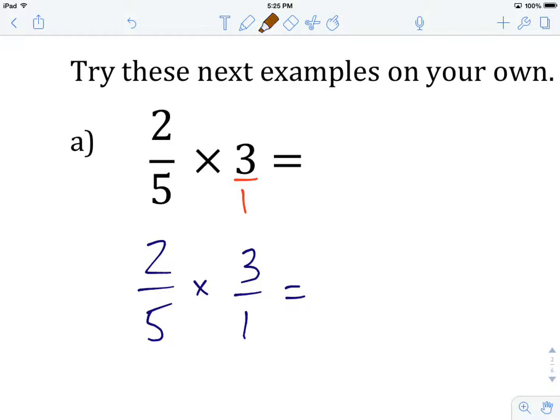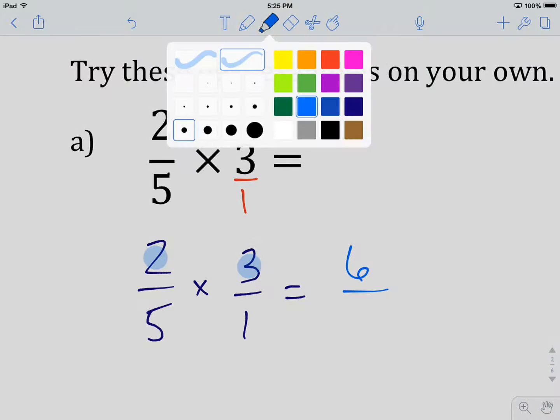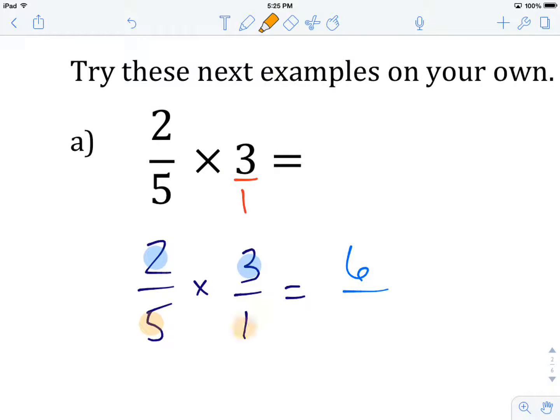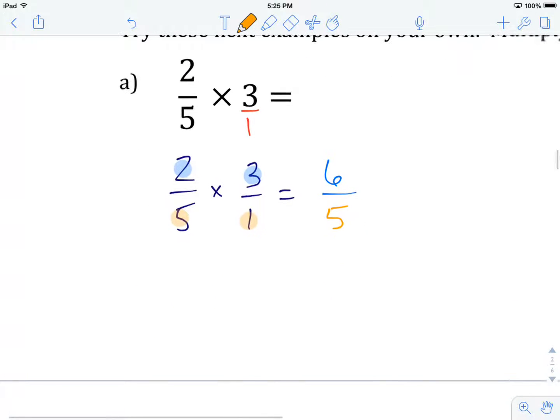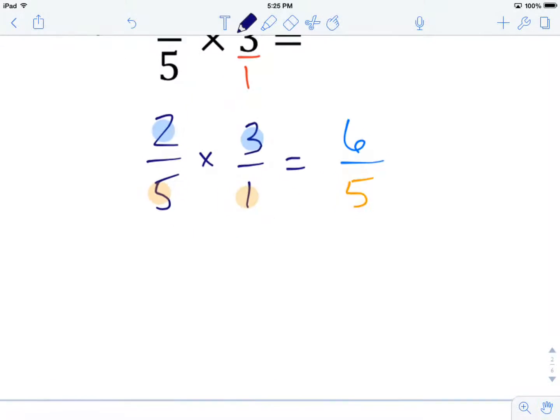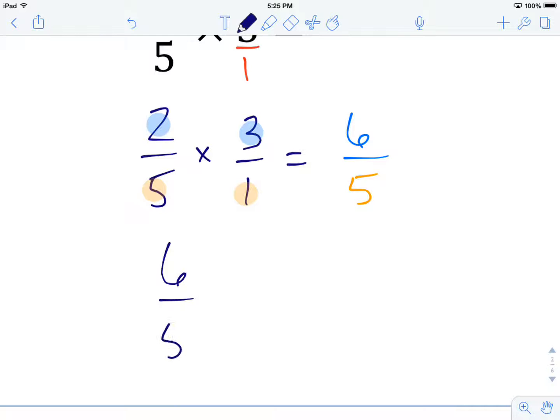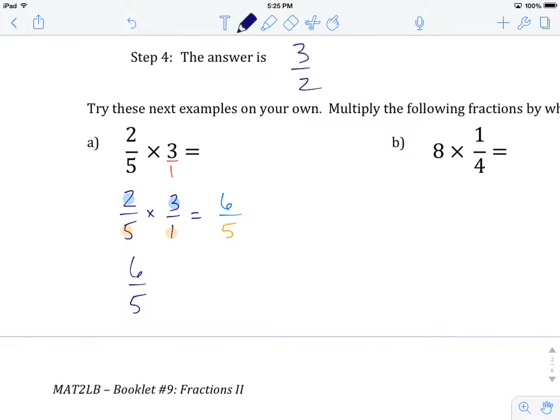Now, as we did in all the other examples and in the last lesson, we multiply numerator by numerator, which gives us 6. And we multiply denominator by denominator, which gives us 5. And now we write that out and we check to see if there are factors common to both 6 and 5, and you will find there are not. So 6 over 5, or 6/5, would be our final answer for example A.